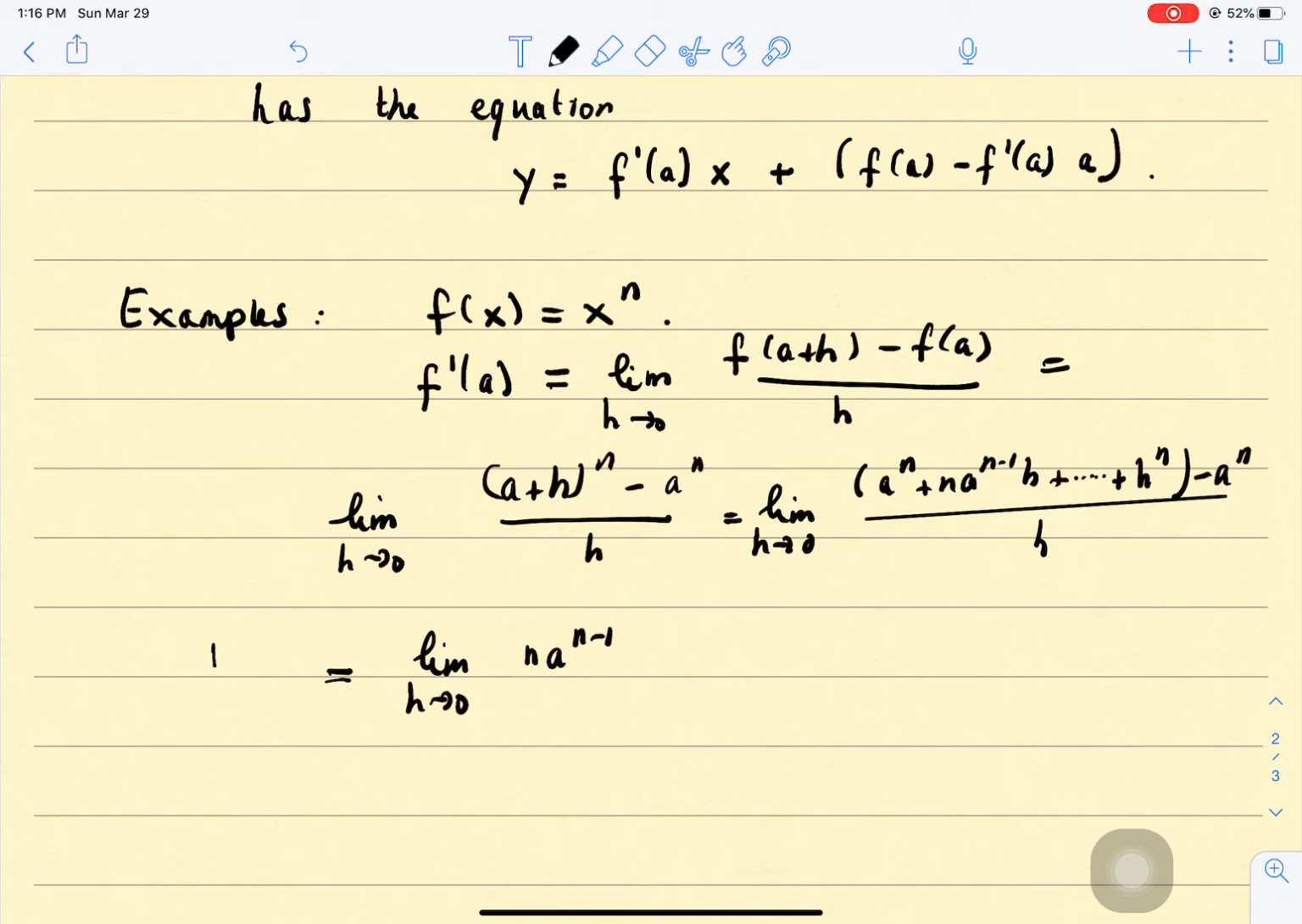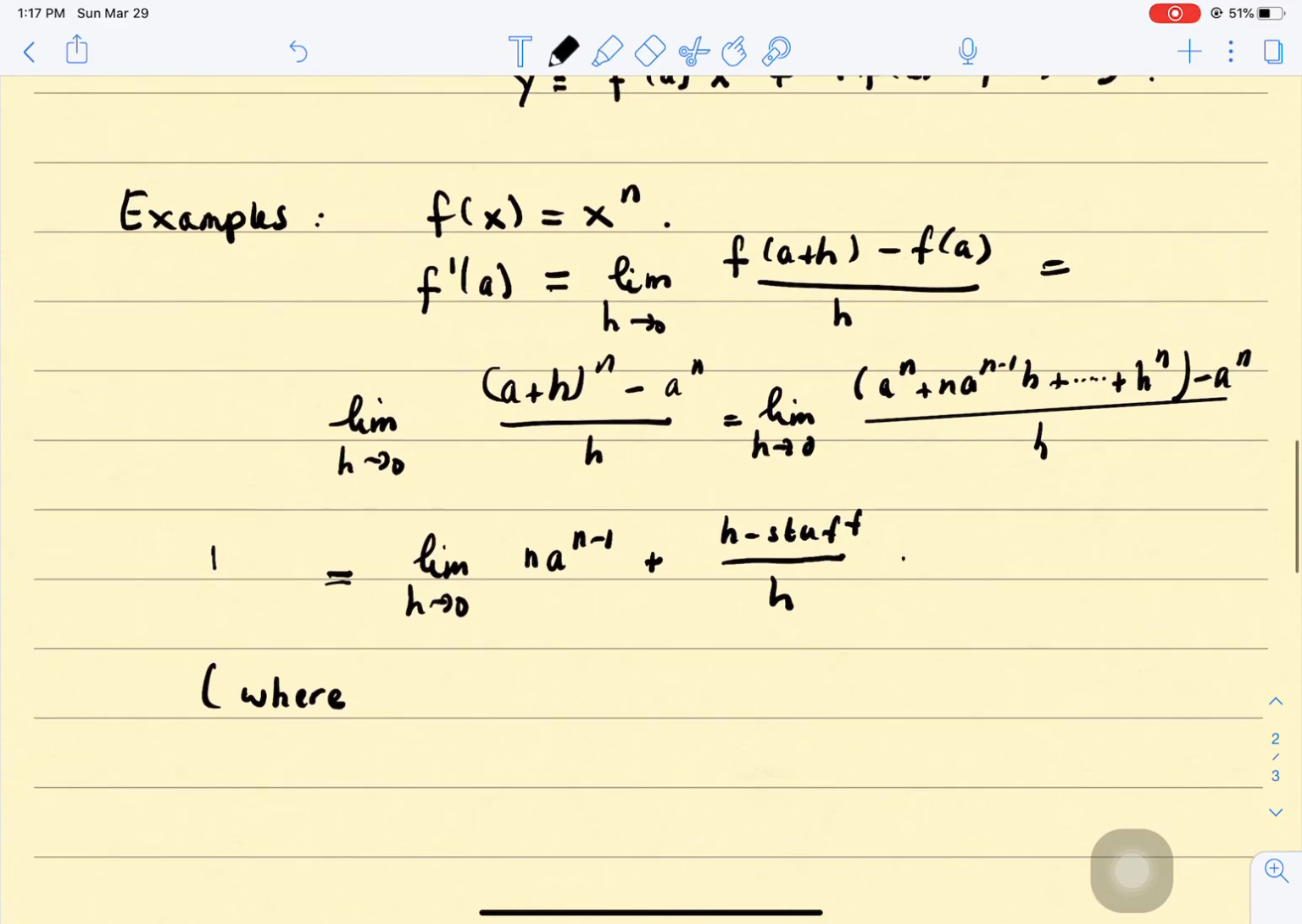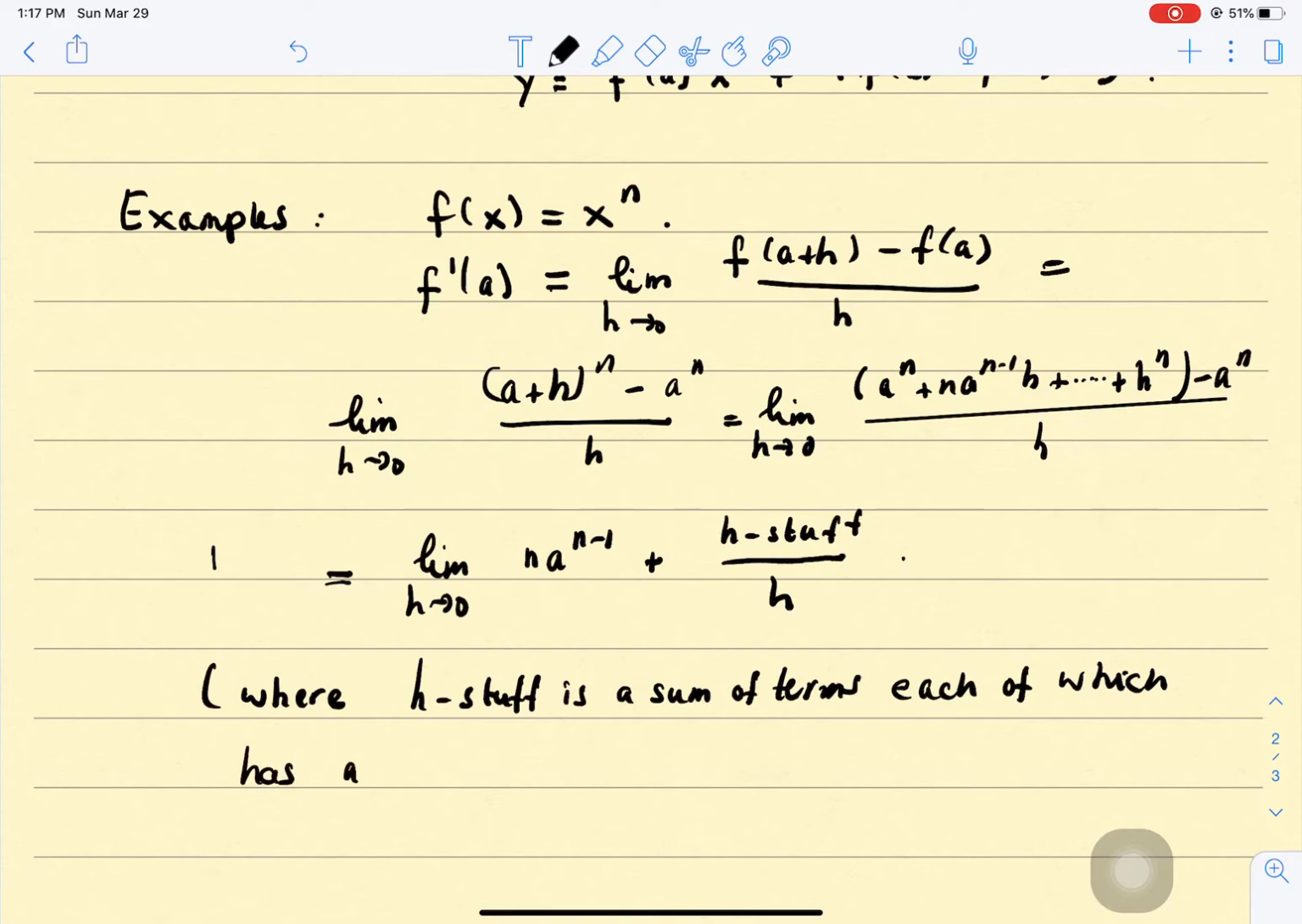And then I'm going to write the rest as h stuff, and I still have to divide that by h. So I can say where h stuff is a sum of terms each of which has a factor h to a power of at least 2.